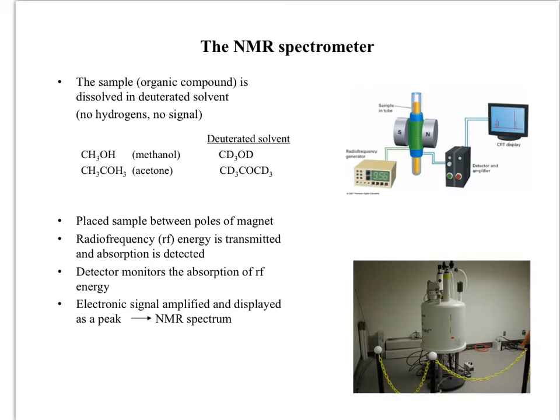spectrum. So once you do that, then you place your organic compound in this sample tube, and then you place the sample tube in this machine here, which is between two magnets, and then you apply radio frequency, which is transmitted through this compound, and it's absorbed by the compound. And then the detectors monitor the absorption, and then they're able to give you an electronic signal, which is amplified and displayed as a peak, and then we get the NMR spectrum. So this is what we're going to learn how to interpret.